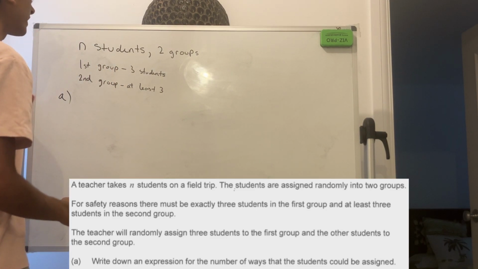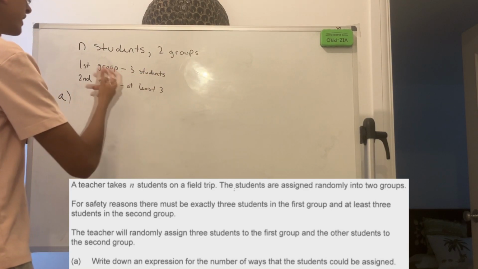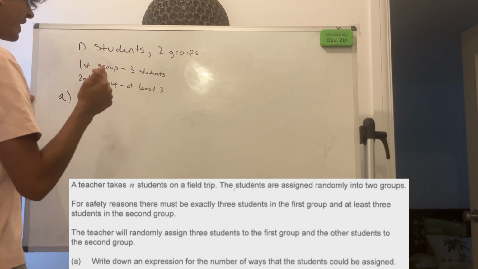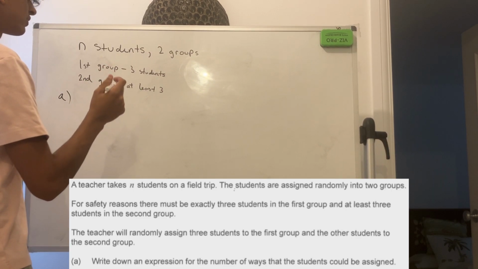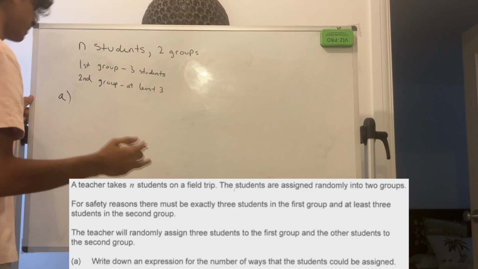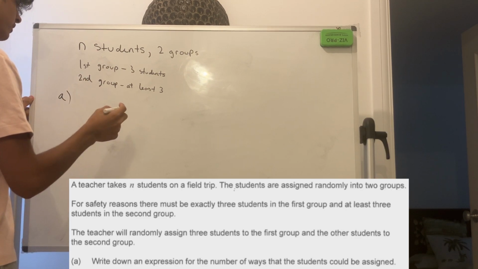In question 9, we're given that there are n students taken on a field trip, and these students are split into two groups. In the first group, there have to be exactly 3 students, and in the second group, there have to be at least 3 students. We're given that in the first group, the students are randomly assigned, and in the second group, the remaining others are chosen into it. And we're asked to give an expression for the students chosen into the groups.